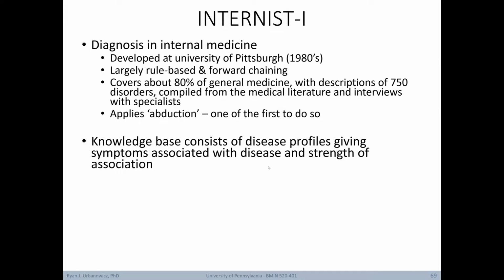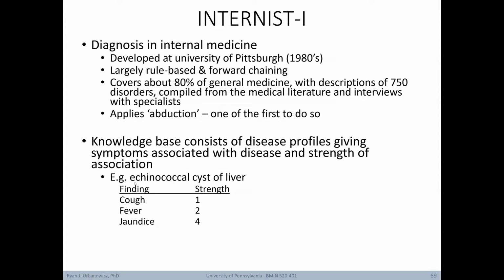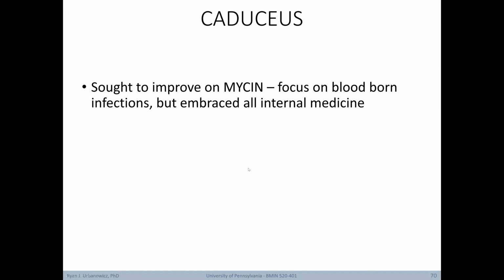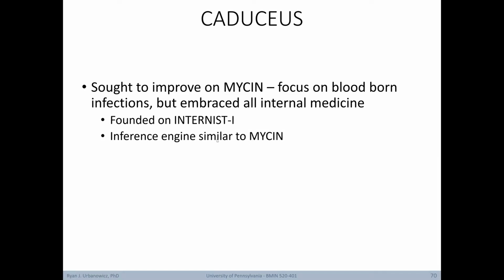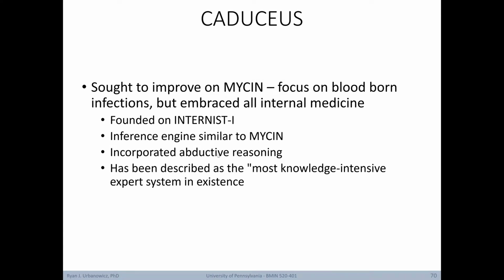Internist-I includes a knowledge base consisting of disease profiles, giving symptoms associated with disease and the strength of association. So in other words, regarding the diagnosis of an echinococcal cyst of the liver, the evidence cough has a strength of 1, evidence fever a strength of 2, and jaundice a strength of 4. The Caduceus system sought to improve on MYCIN, which focused on blood-borne infections, but instead here Caduceus embraces all of internal medicine. Caduceus was founded on Internist-I and uses an inference engine similar to MYCIN. Caduceus similarly incorporated abductive reasoning, and it's been described as the most knowledge-intensive expert system in existence.